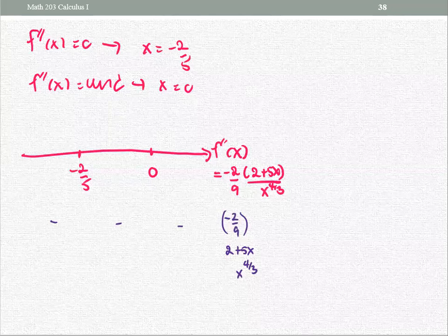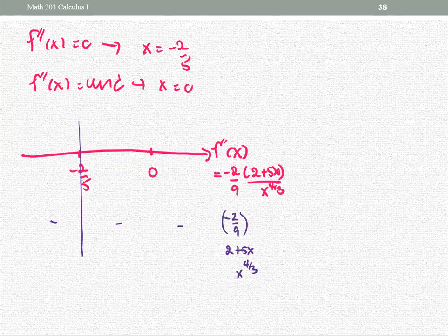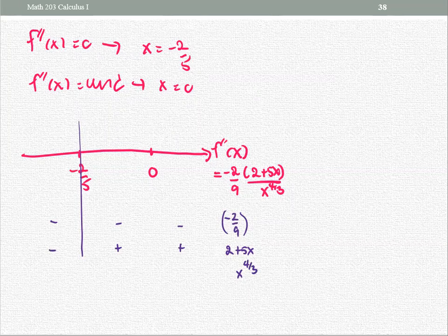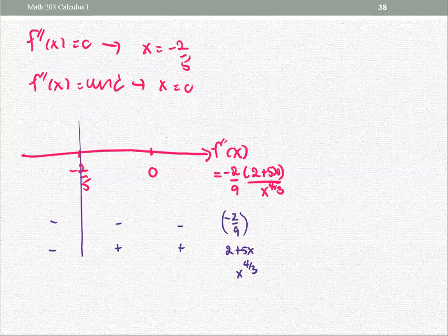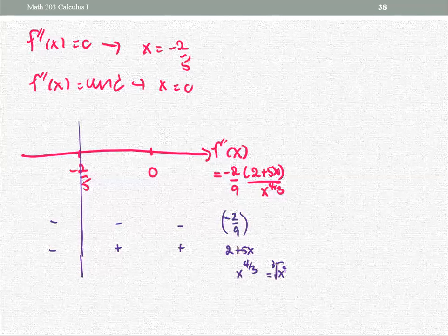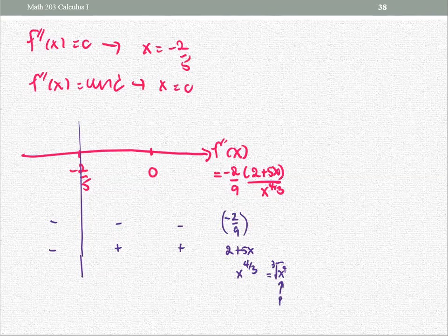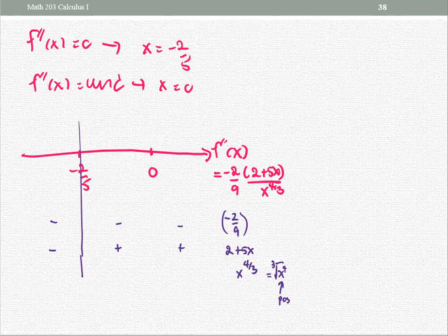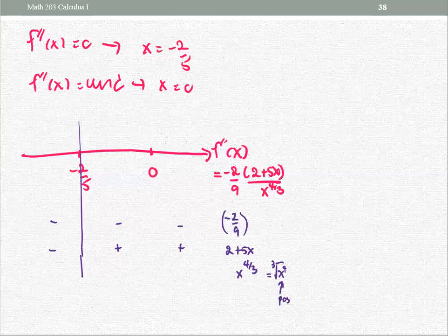For the 2 plus 5x, refer to this reference point. The right hand side, numbers greater than negative 2 over 5, gonna make it positive. So plus sign. Less than negative 2 over 5, gonna be negative sign. And for the x to the power 4/3, this is the cube root of x to the 4th. The power 4 gonna make the number always positive. It doesn't matter what x is. You raise to the fourth power, the sign will be positive, and take the cube root, it will remain positive.